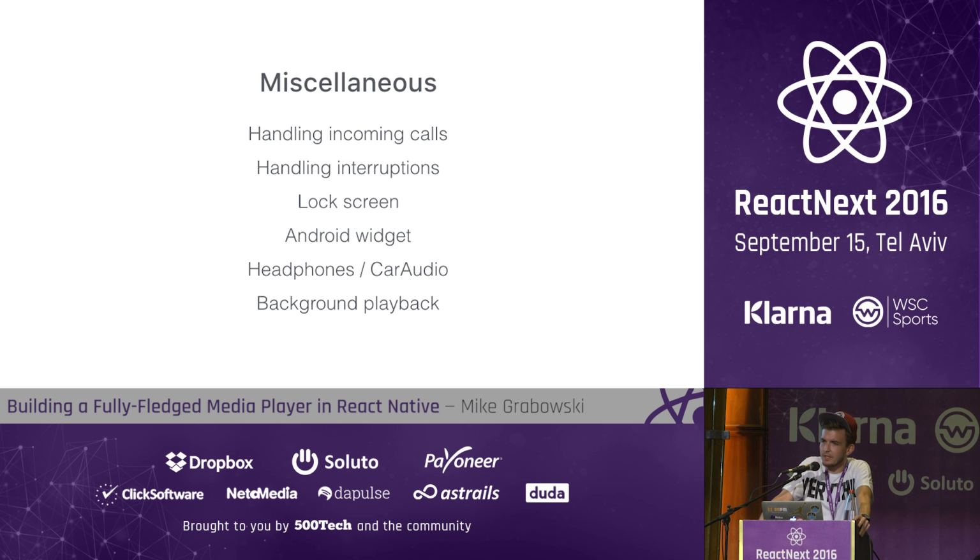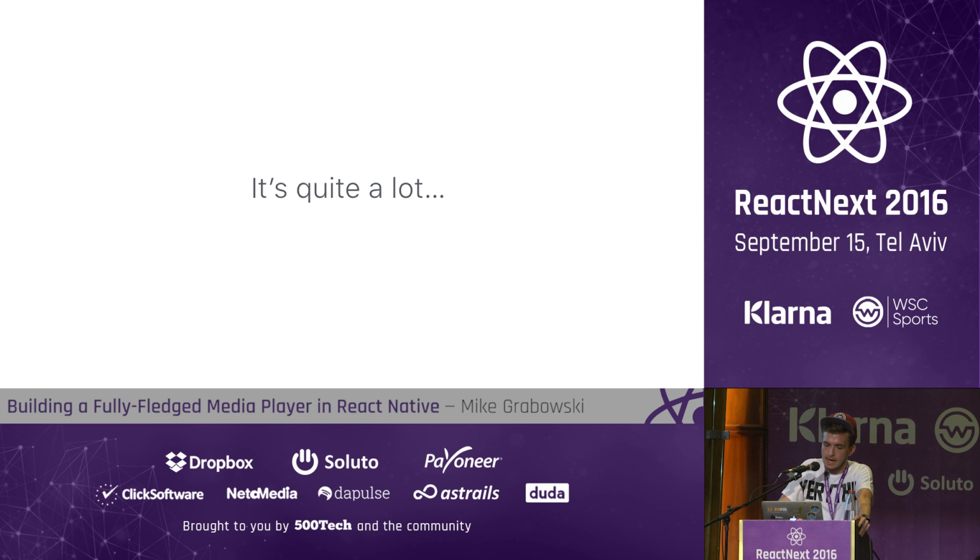But that's not everything. We also have some other requirements that we cannot see. These things are living behind the app. We have to handle incoming calls. Imagine you are listening to a Spotify song and, I don't know, someone is calling. The song stops. It doesn't happen automatically. It was coded that way. And when you are making a media player, you have to remember about doing these things as well. Lock screen, Android widget, headphones, car audio, background playback, all these things make using a media player a very nice experience. So I think you probably agree with me that it's quite a lot.